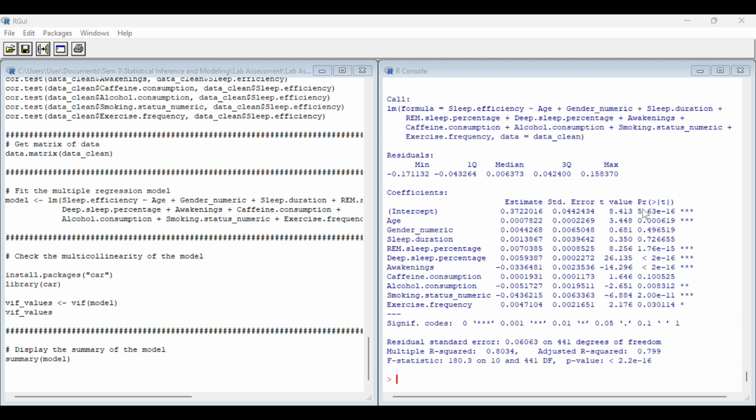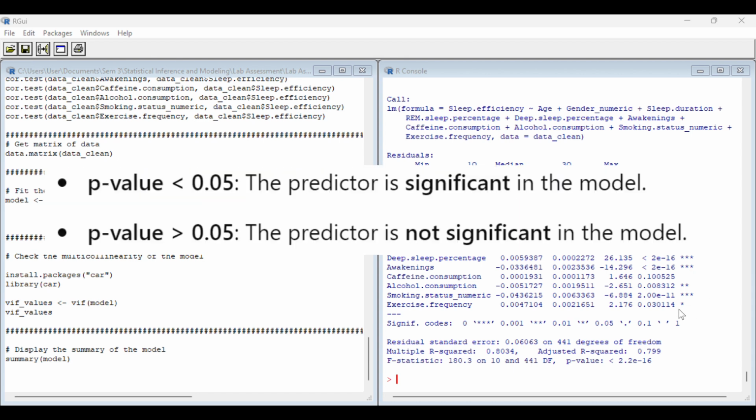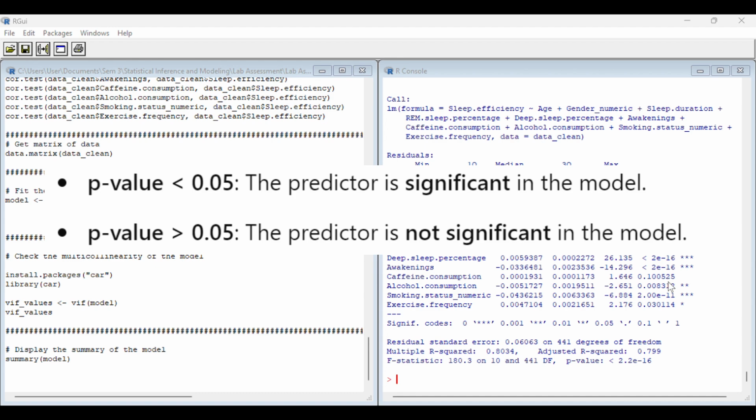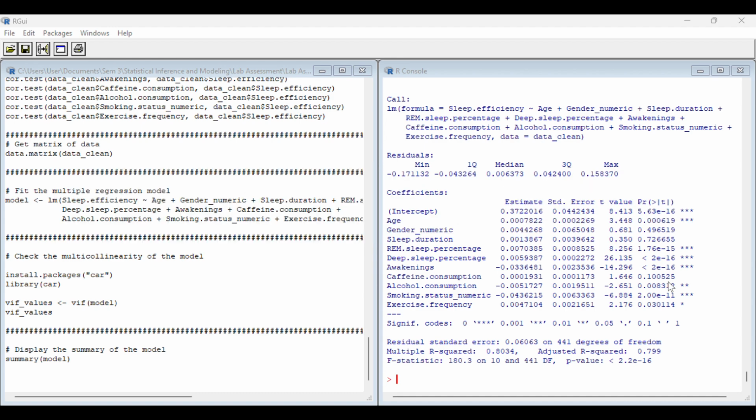Then, according to the p-value, the analysis showed that predictors such as age, REM sleep percentage, deep sleep percentage, awakenings, alcohol consumption, smoking status, and also exercise frequency are significant with a p-value less than 0.05, indicating their strong influence on sleep efficiency. In contrast, gender, sleep duration, and also caffeine consumption were non-significant with a p-value greater than 0.05, showing limited impact on the model.